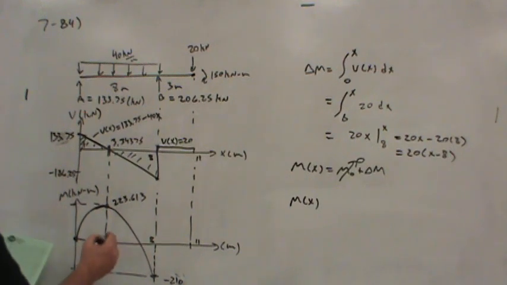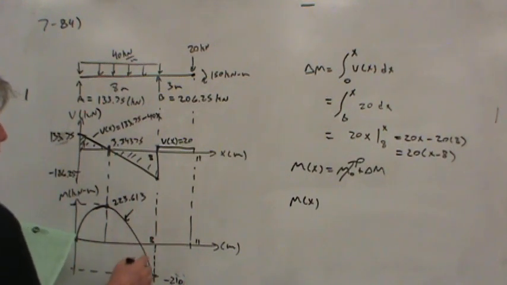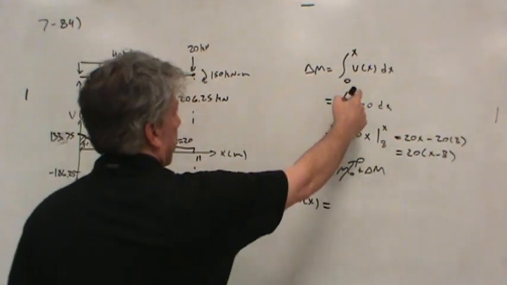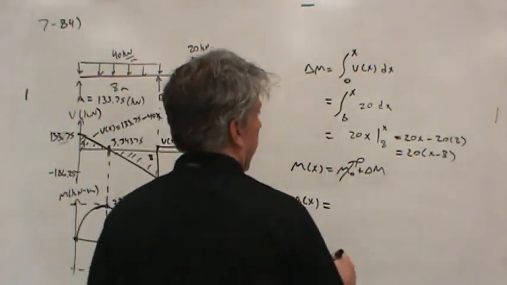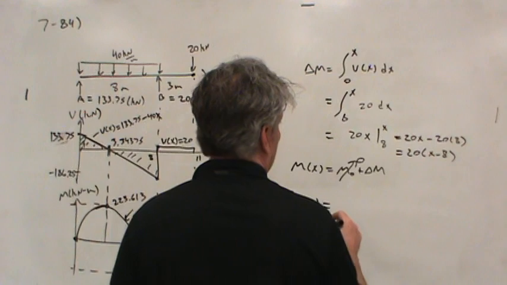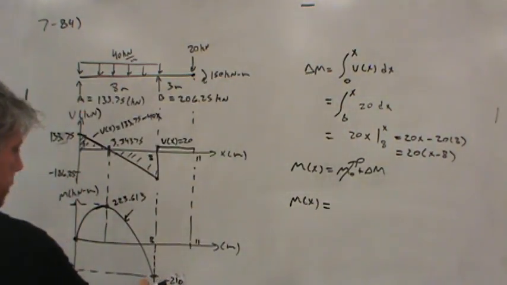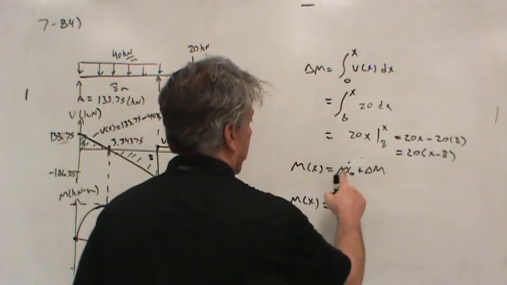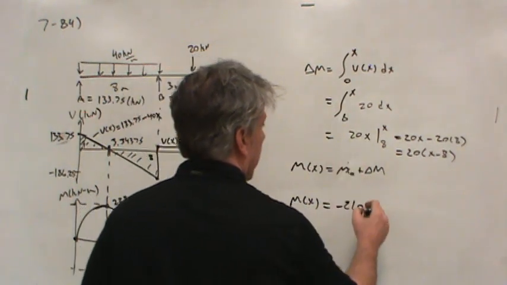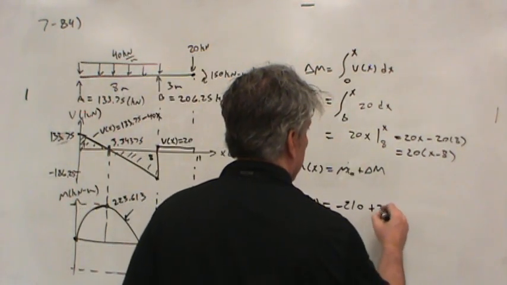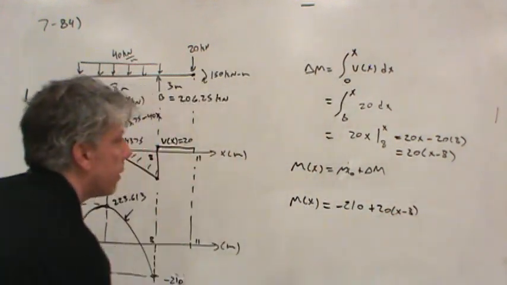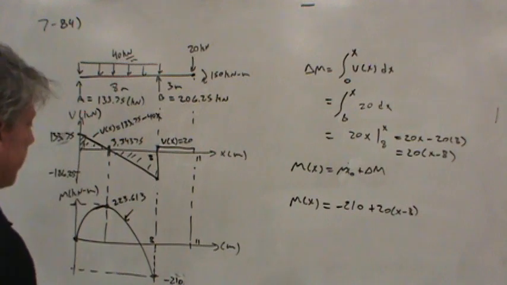So if we want to calculate or write down, say, a functional form, M of x for, oh, and I guess I forgot to jot down the functional form over here, but if we want to write down the functional form from x equal 8 to x equal 11, then it would have to be, well, let's see, the initial moment, negative 210. It's not 0 anymore. There's our initial moment. Plus the change in moment, so 20 times x minus 8. And what that'll do for us is give us the moment as a function of position.